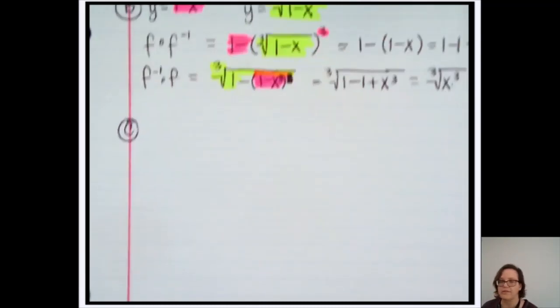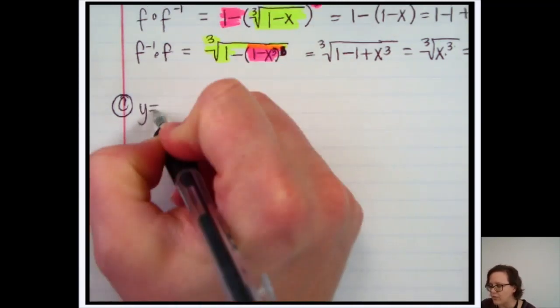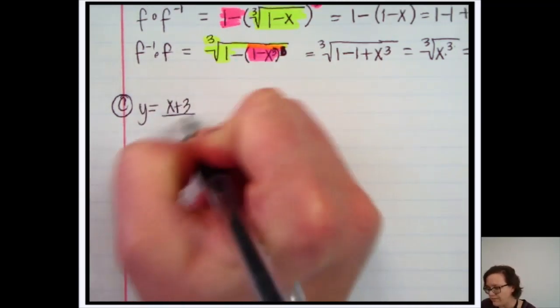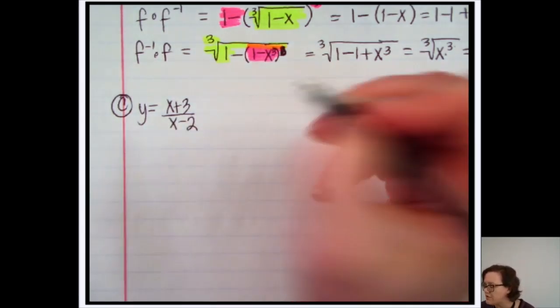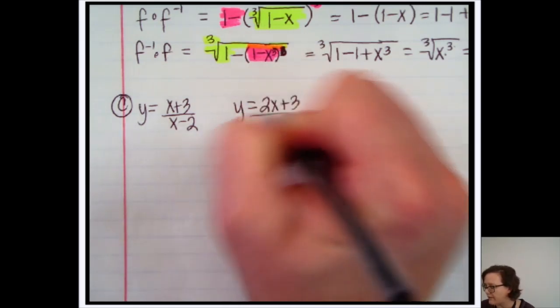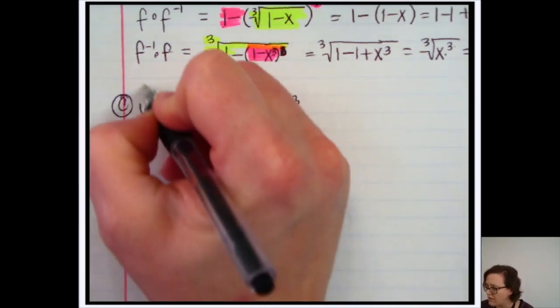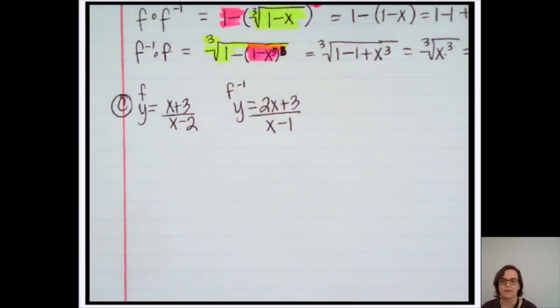Okay, so we saved a little more difficult one for the end, but this is great algebra practice for you. Okay, so the first one is x plus 3 over x minus 2, and the second one is 2x plus 3 over x minus 1. Okay, so these are both those rational functions that we've been dealing with the past few days.